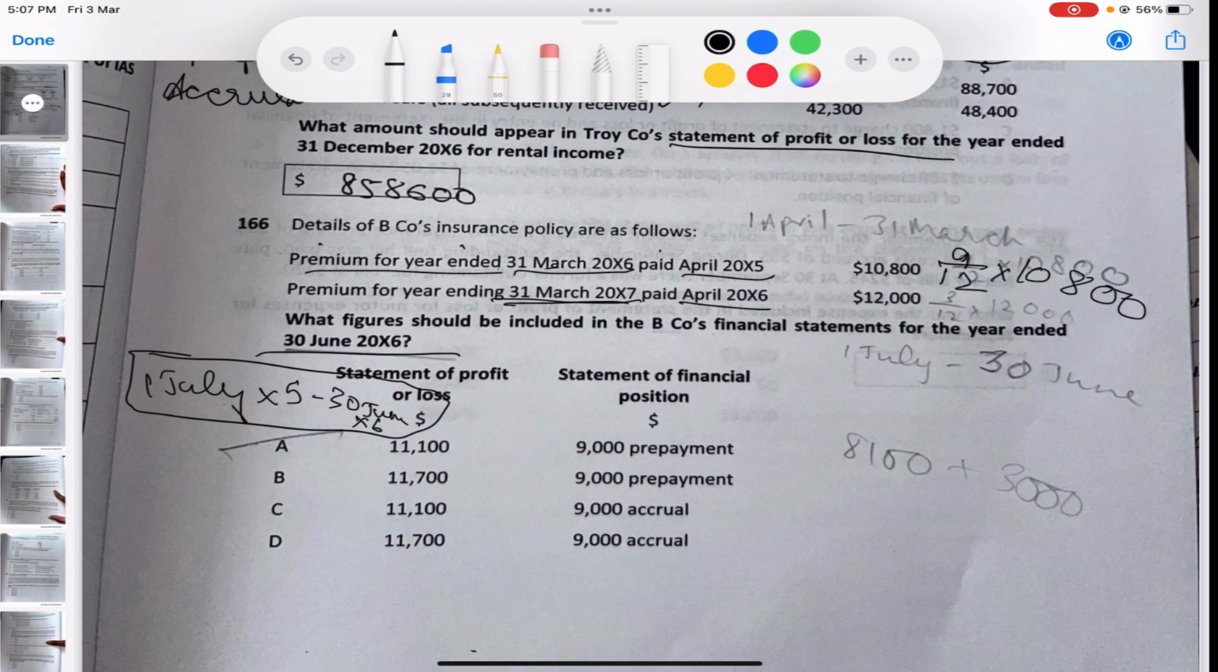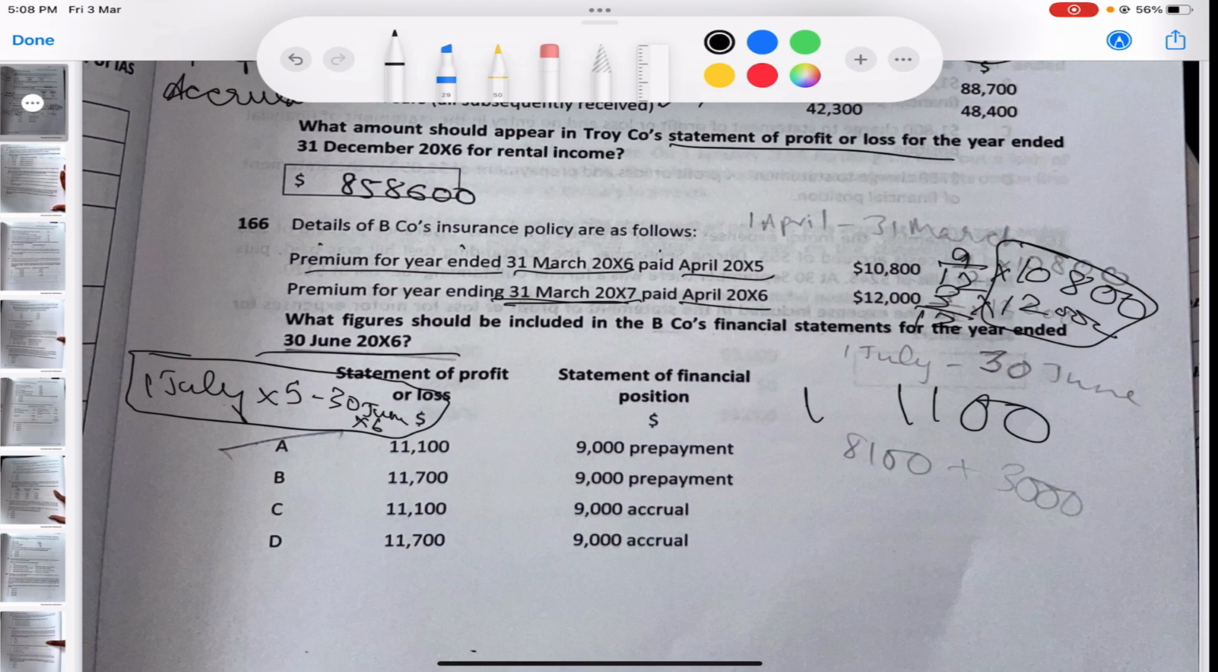And here we need for the rest of the 3 months only. So that would be 3 by 12 into this, and then you add both of them, whatever answer you get. So the total would be something like 11100. I hope you're solving it by yourself. 11100 will be my answer.